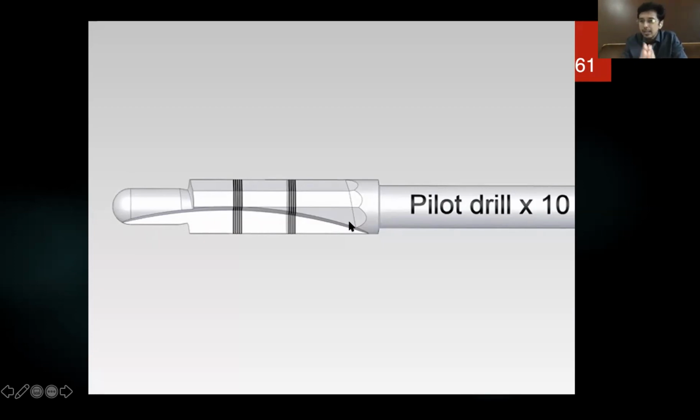So basically, this pilot drill is not there in majority of the implant kits right now. What we use is the 2 millimeter twist drill straight away, and we tend to call it the pilot drill. No, that is not a pilot drill. This is a pilot drill.